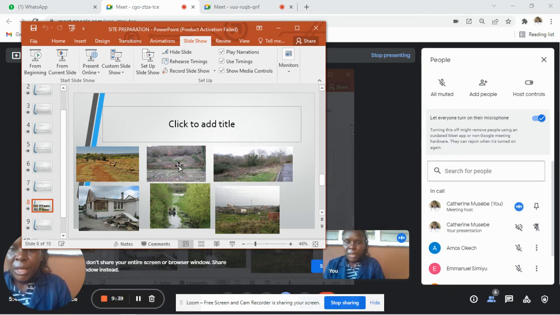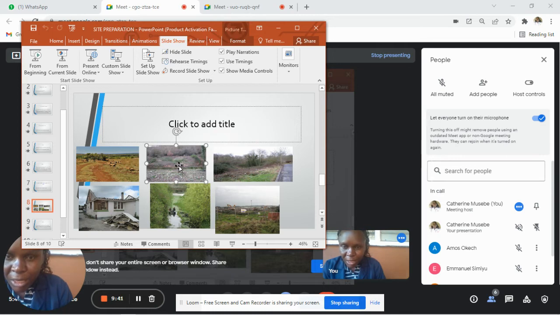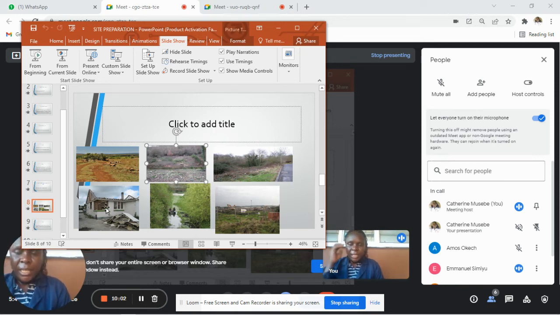Then we have Amos. Tell us what you can see from the next picture. I can see a building that was there and was demolished. It doesn't have a roof. Okay, that is a site maybe where people have been staying and now they want to erect another building.